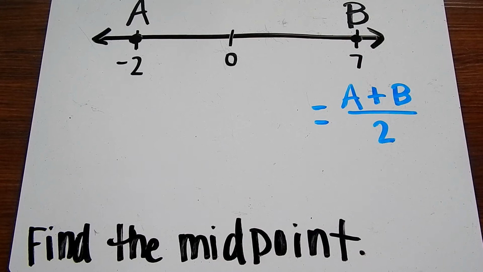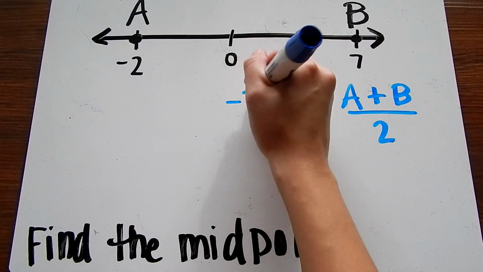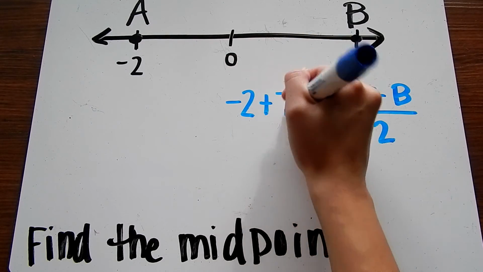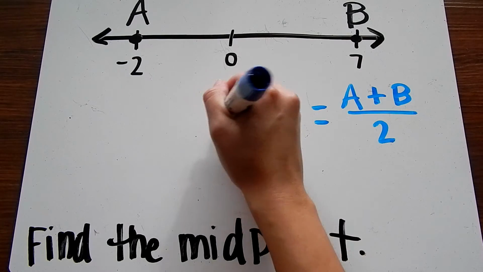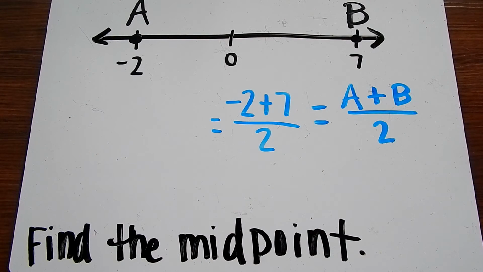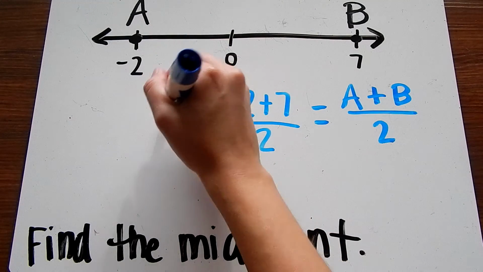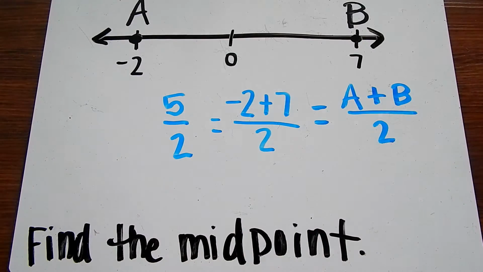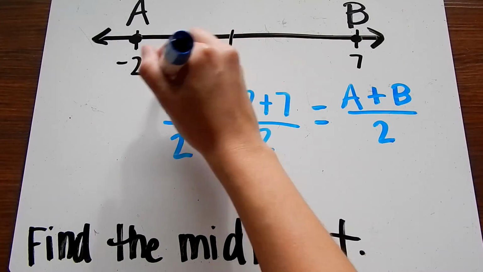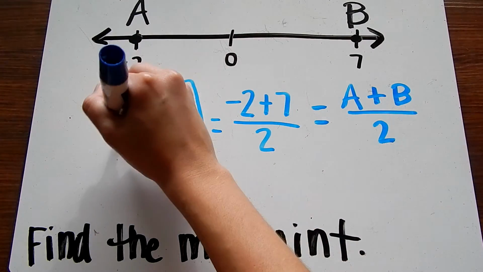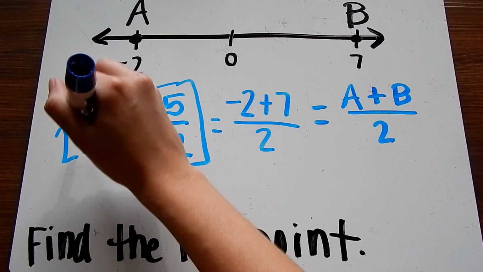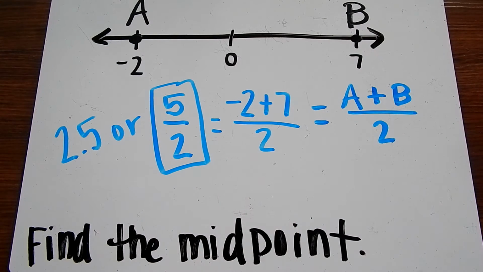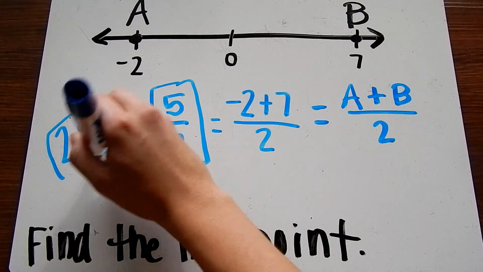So using that formula, point A is at -2, point B is at 7, divide by 2. -2 plus 7 is 5, divided by 2. So our midpoint is 5/2, or 2.5, either one would be correct.